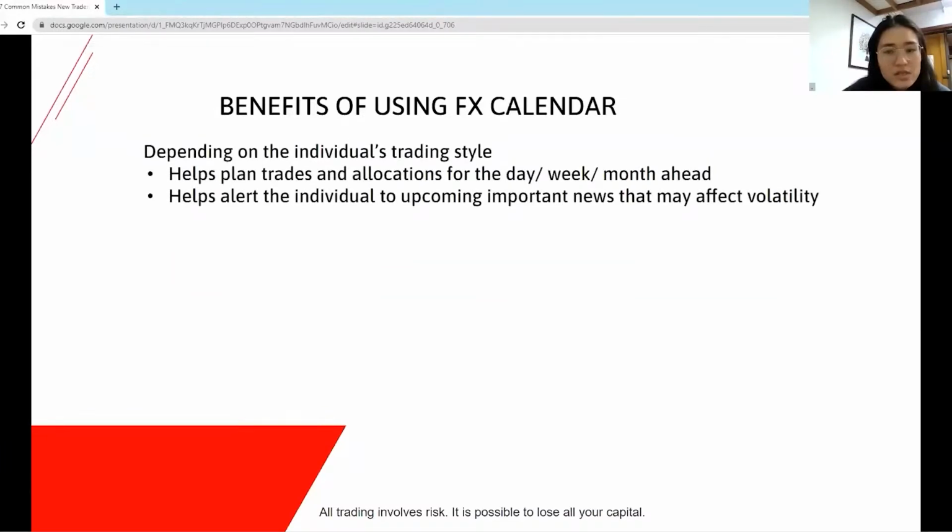So I mentioned earlier some benefits of using FX calendar, but depending on the individual's trading style, it can help you to plan trades and allocations for the day or week or month ahead, and also help to alert you on upcoming important news that may affect volatility in whatever markets that you are trading.